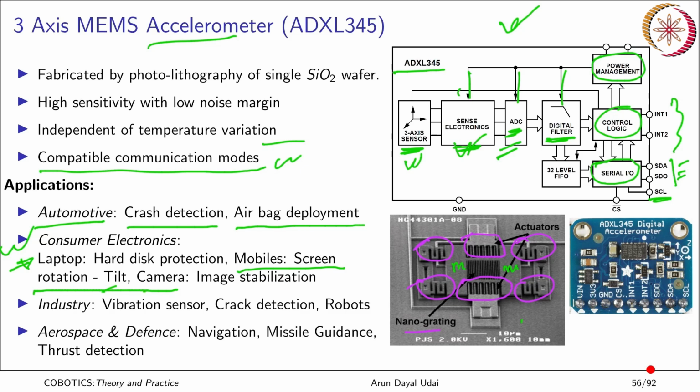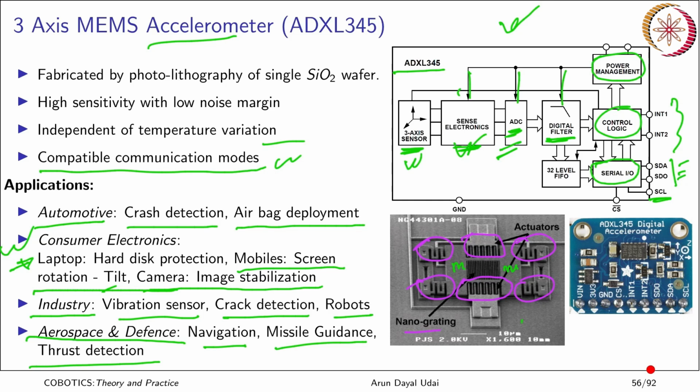Tilt sensors are used in cameras for image stabilization, that is, to detect vibrations also and stabilize the image. In industry it is used as a vibration sensor, for crack detection, and in robots. In aerospace and defense, it is used for navigation, missile guidance, thrust detection, and many more. So you see, this is a very versatile kind of sensor, the accelerometer. It is a MEMS device and they are very small. It saves a lot of space.